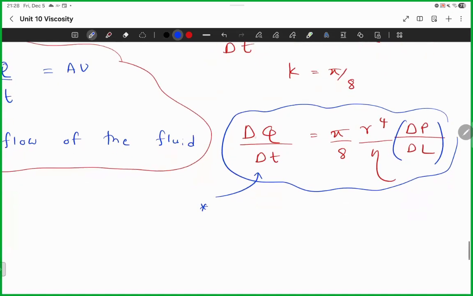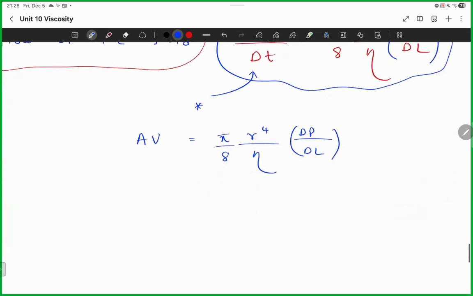Now, of course, we know that delta Q over delta T can also be written as what? Area times the velocity. That's equal to what? Pi r to the power 4 over 8 eta, delta P over delta L. So I'm going to use this to construct another equation of convenience that you all can use for MCQs as well. Right? So these lessons are very easy. Try to score marks from these lessons.